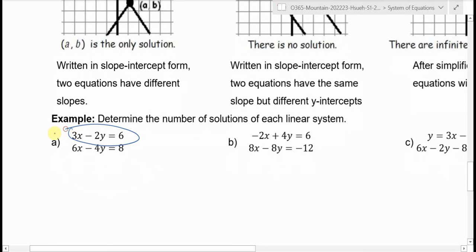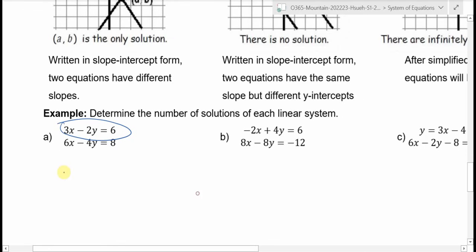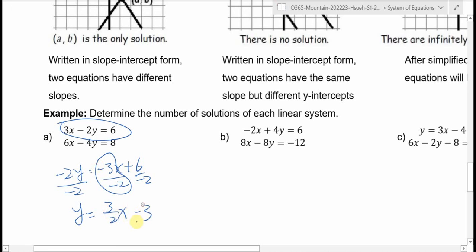Let's take this first equation for example. To find the slope, I need to move the 3x to the right and then divide by the coefficient of y, right? So the slope is going to be 3 over 2 x minus 3. The slope is 3 over 2. So the slope really comes from the coefficient of x and the coefficient of y. As long as the coefficients of x and y do not have the same ratio, then the slopes will be different, right?